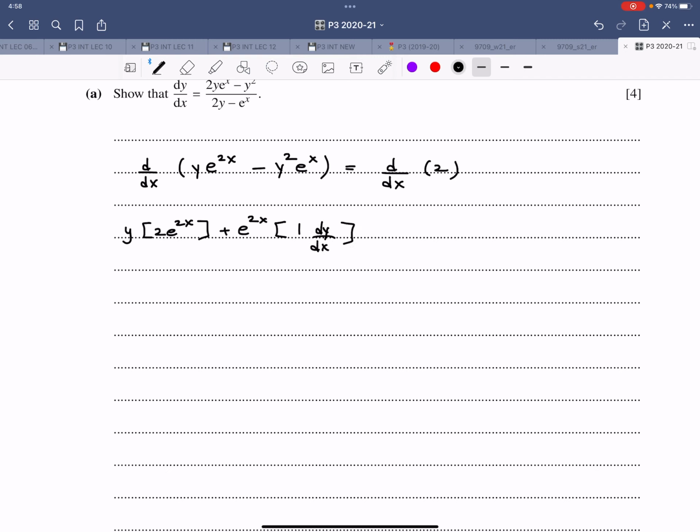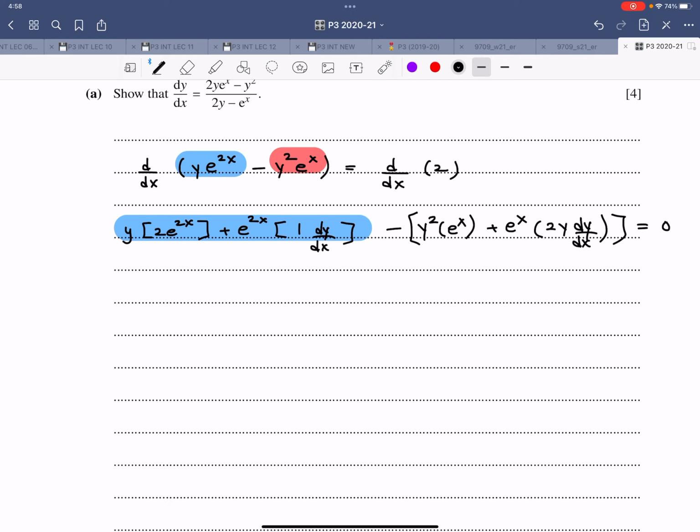That is for this part, let me label it. This part is just this whole thing. And now this part is coming up. So there is a minus sign. And then you have y square e raised to the power of x. The derivative is e raised to the power of x. And then e raised to the power of x, derivative of y is 2y dy by dx. Derivative of a constant is 0. So therefore this is the orange one.